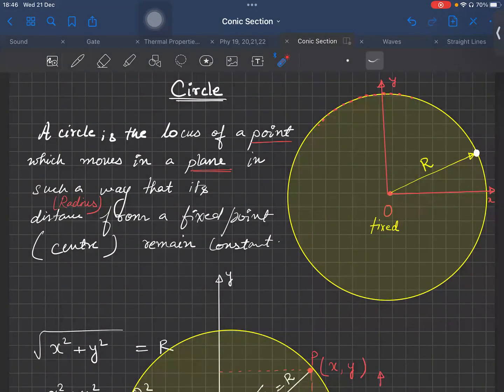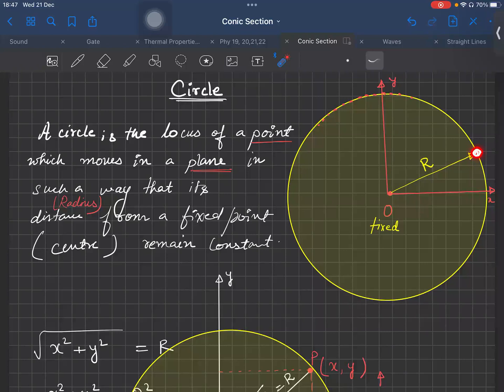Someone read this. Someone please read it louder. A circle is a locus of a point which moves in a plane. Locus means what? What do you mean by locus? It is the path traced by this point.